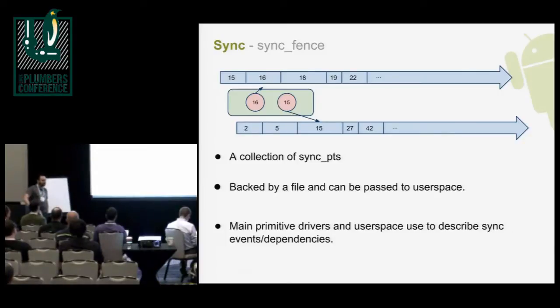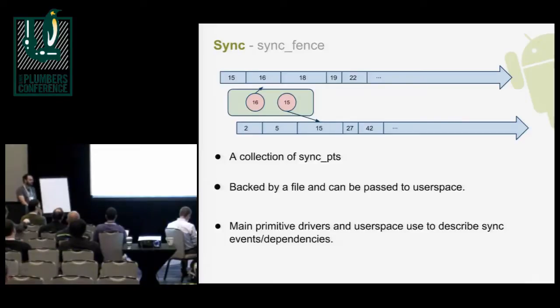You asked if it's possible to create a loop. No, because it's not on this slide, it's on the next one. But first, a fence can't refer to itself. A fence is just a collection of points, and points exist on timelines, so all the arrows travel one direction. Secondly, when you merge a fence, when you're trying to aggregate these points together, you copy those points.